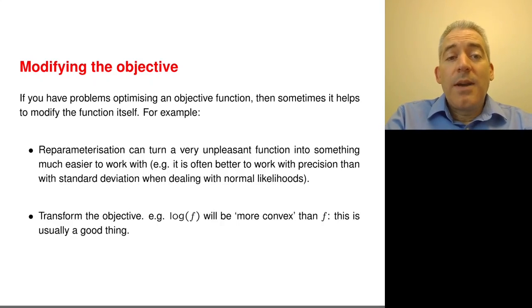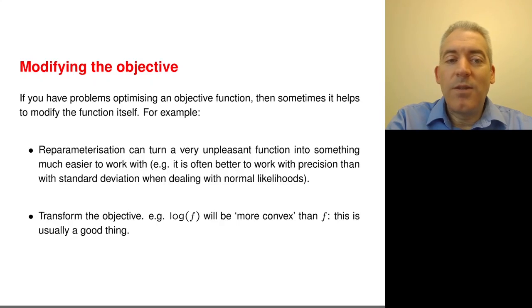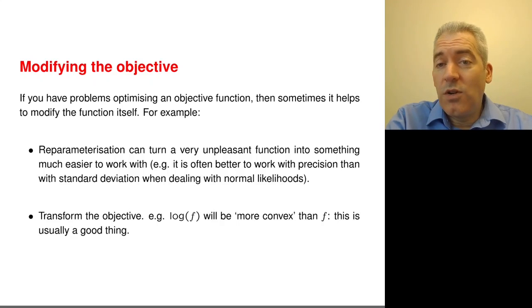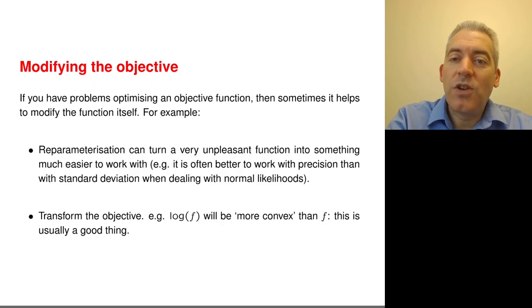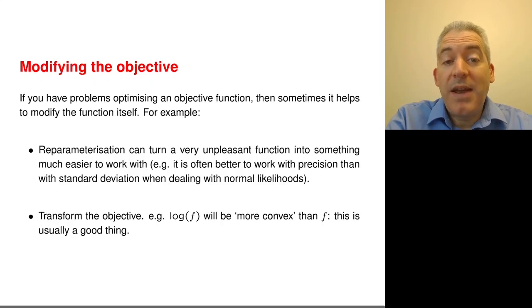Sometimes, I mean, we've talked about reparameterization. We also, I guess, briefly mentioned the idea of adding a penalty into the objective function. There are other ways you can modify the objective function as well. Simple reparameterization, not to apply constraints, but just to change the parameterization of the problem, can change the surface, and sometimes in a good way. So a classic example would be very often it's better to work with precisions than variances, right?